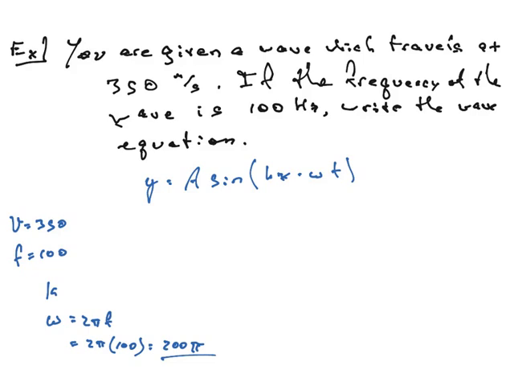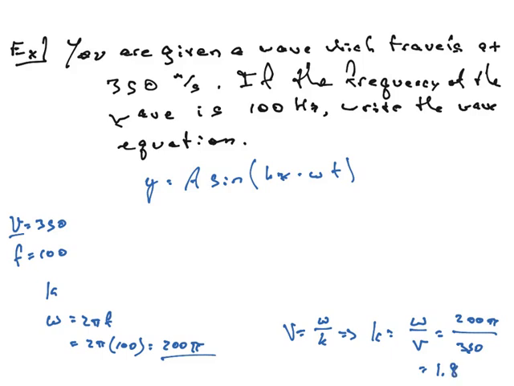Well, k, given that I know the velocity, I can get from velocity is omega over k. So I solve this for k, and I get that k is equal to omega divided by v. And for us, our omega is 200 pi, and our velocity is 350. So I stick this in my calculator, 200 over 350 times pi, and I get 1.8.